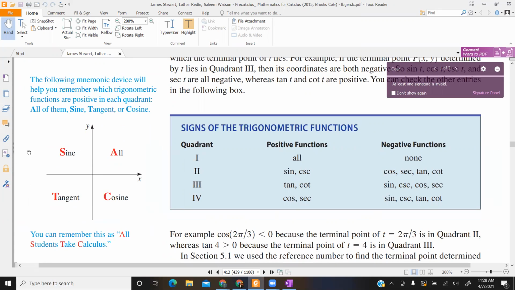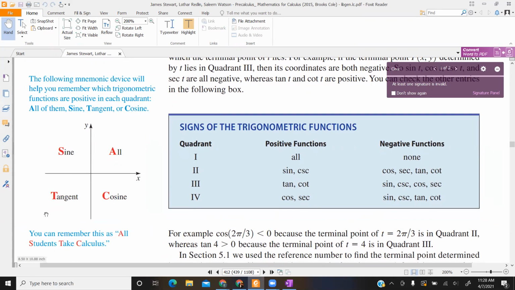It's right here: All Students Take Calculus. This tells you where the functions are positive or negative. If your t-value lands you in the first quadrant, then all the trig functions are positive. If your t-value lands you in the second quadrant, the only ones that are positive are sine and its reciprocal, cosecant.